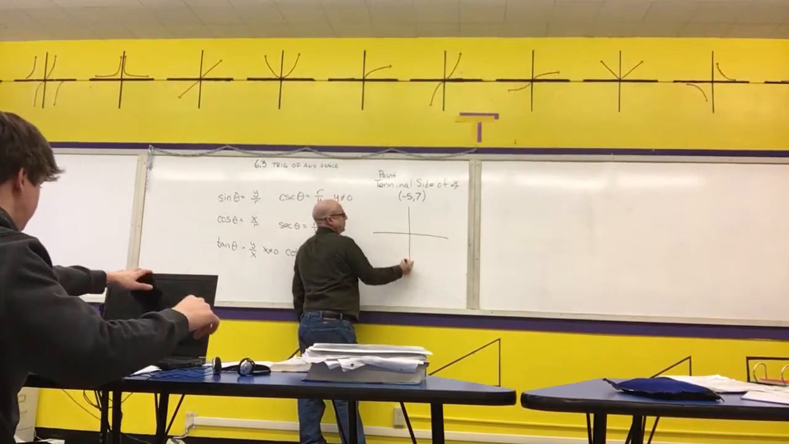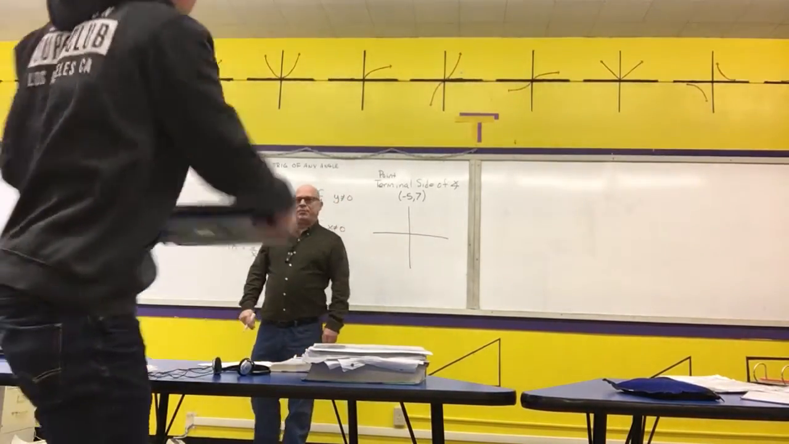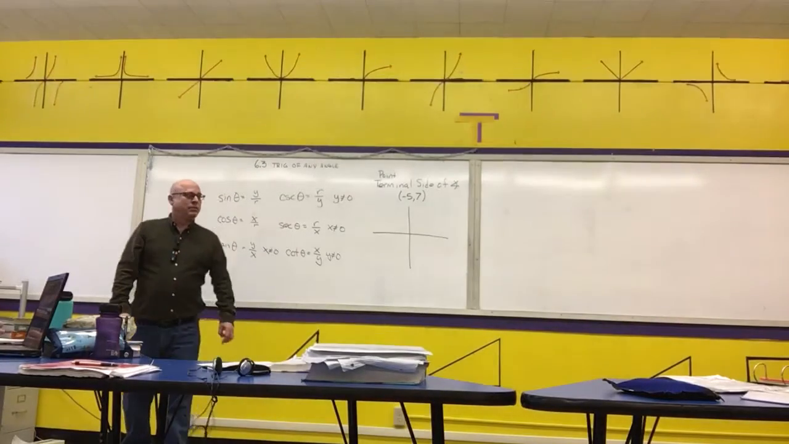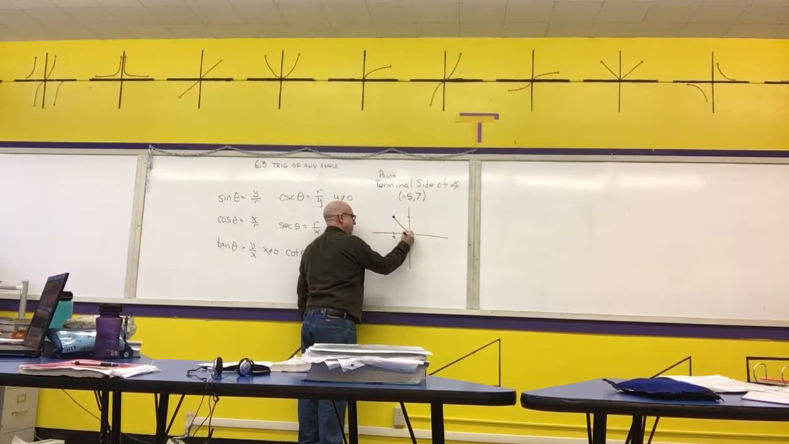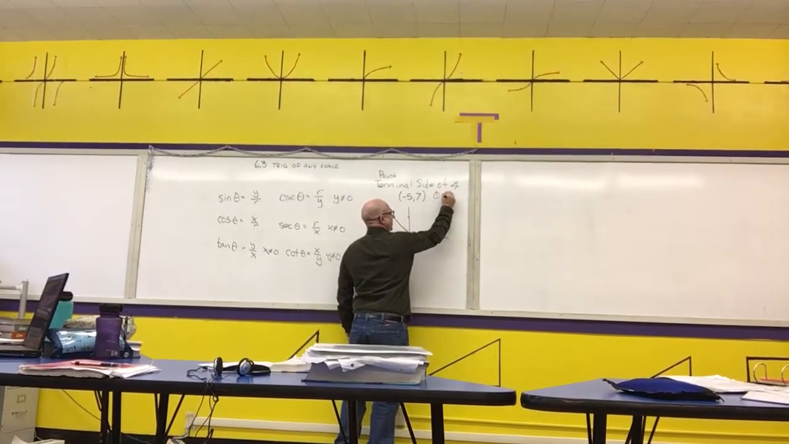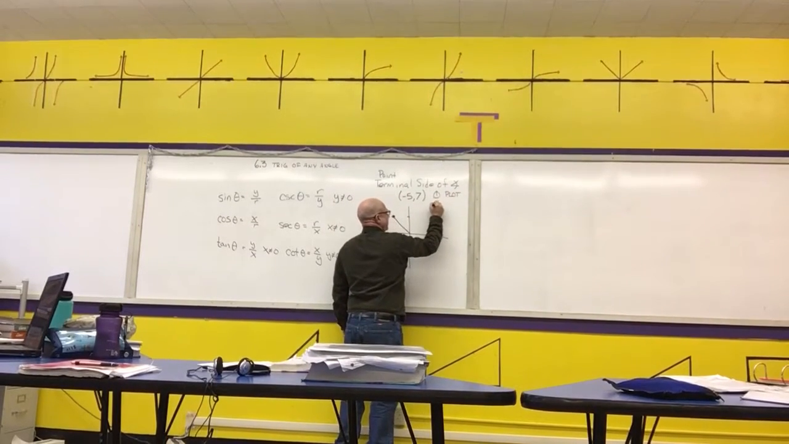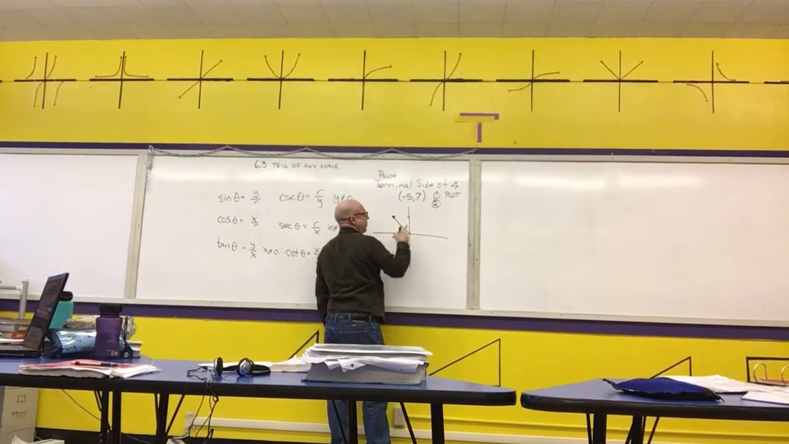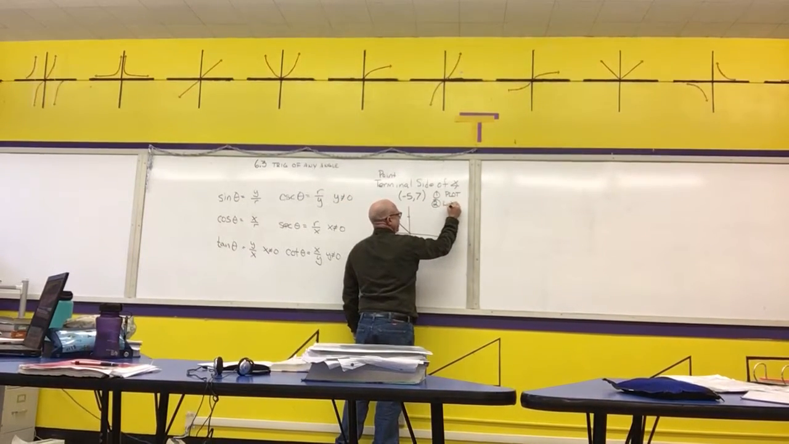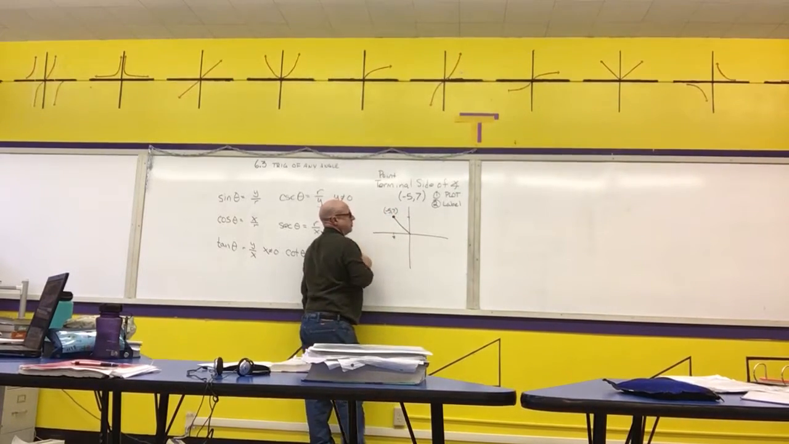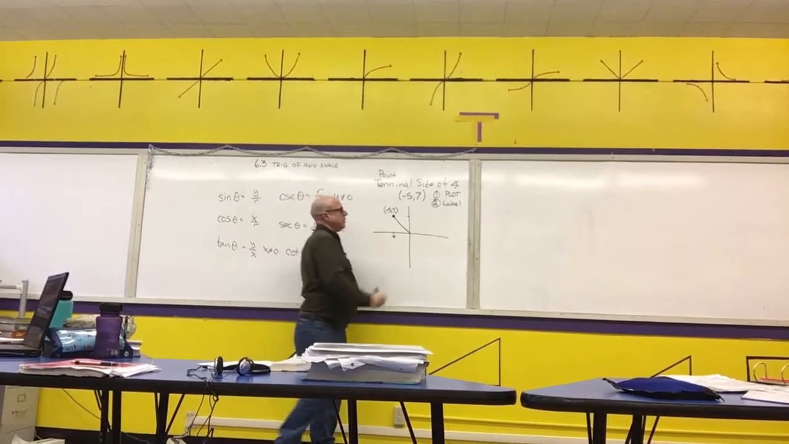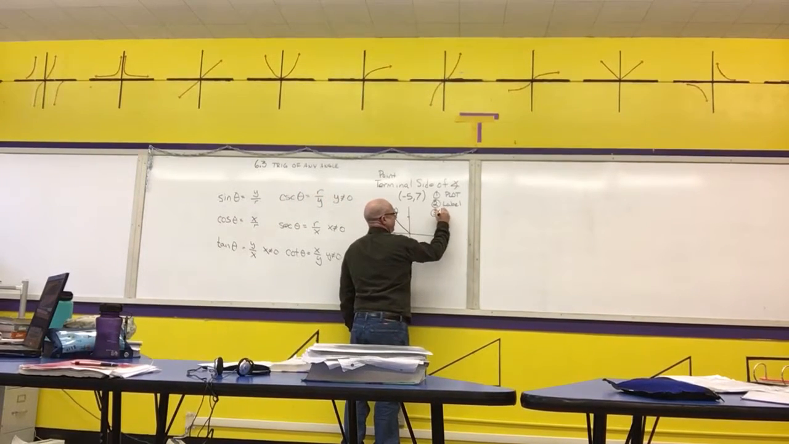So, first step is I want to actually plot the point. Okay, so I'm going to plot negative 5, 7. So, step 1, plot. Step 2, we're going to label our point. So I labeled it. Step 3, we're going to determine R.